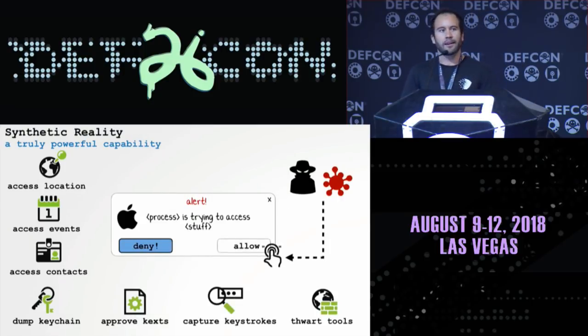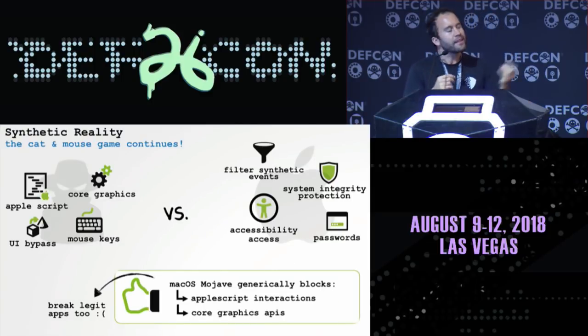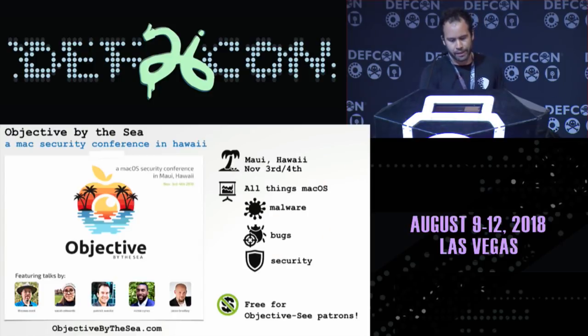All right, so a final word about synthetic events. Hopefully we've illustrated that they are actually a very powerful capability, especially when performed invisibly. We can do all sorts of actions and bypass a whole bunch of security mechanisms in a kind of tool or security agnostic manner. As is often the case with these attacks, it's really a cat and mouse game. Attackers come up with new ways, like mouse keys, and Apple releases new patches. Unfortunately, Apple has been struggling. Good news though, in Mojave, they've taken a more drastic approach and said, okay, we're just going to generically block and disallow a ton of these actions. For example, they block AppleScript and Core Graphics APIs. This is good from a security point of view, but this will block a lot of legitimate applications.